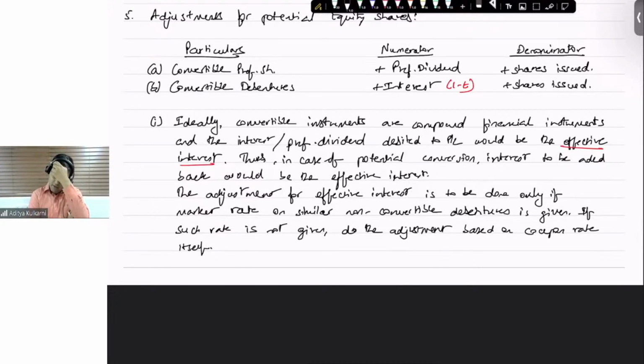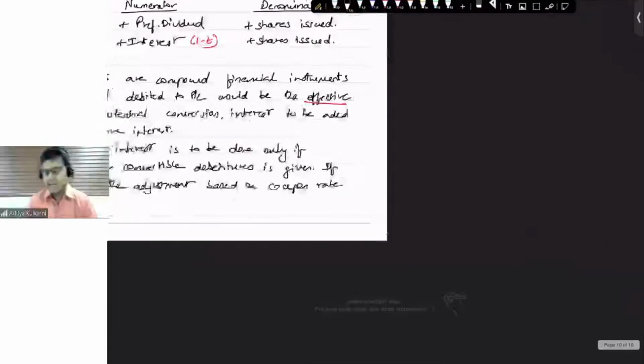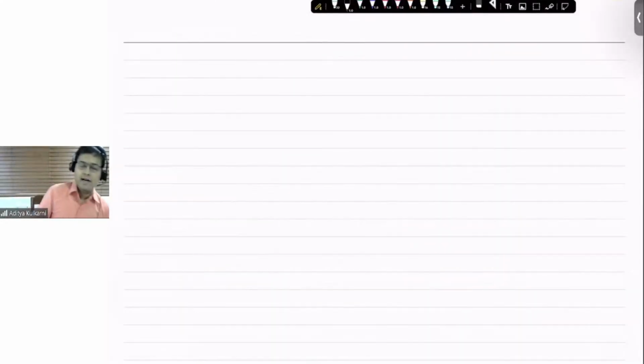So ideally we would be deducting that in the case of a compound financial instrument, but suppose the market rate, which is the basis used in Ind AS 109, is not given. So if market rate is not given, we will not be considering that. Is it okay? Yes. And then the second point is we'll be writing that do not just consider interest and dividend, also consider the related impacts like managerial remuneration increase, etc. Okay.